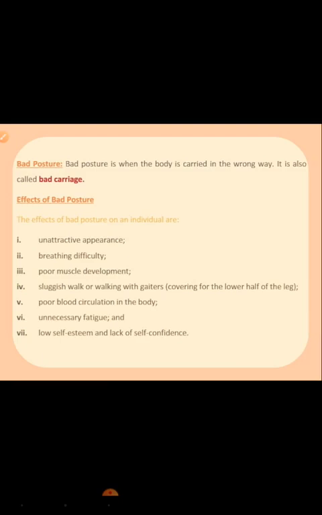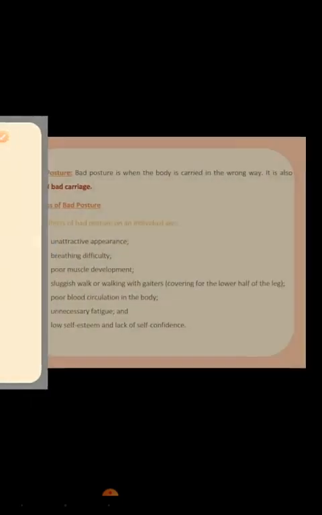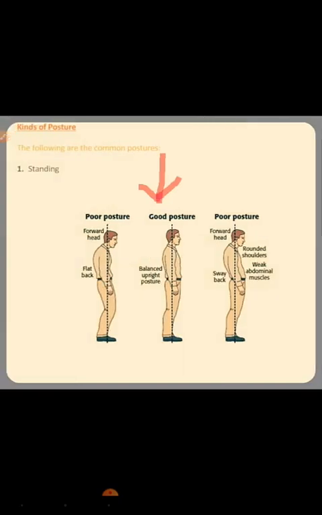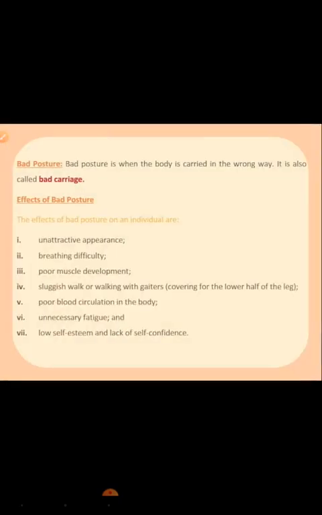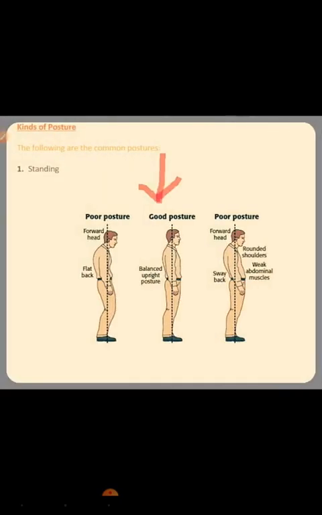Now we move to the last topic for today, which is the kinds of posture. As you can see, the following are the common postures. That is, we have different types of posture, and we have some images to describe the best way of each posture. The first one is standing. As you can see, the middle man is standing upright. So this middle picture is the right position for standing.